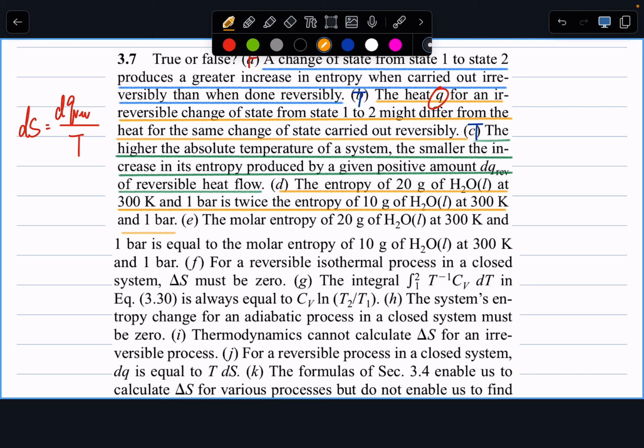So effectively, this question is asking us, is entropy an extensive or intensive property? Because entropy is an extensive property, this statement is true, right? So double the amount, double the entropy.